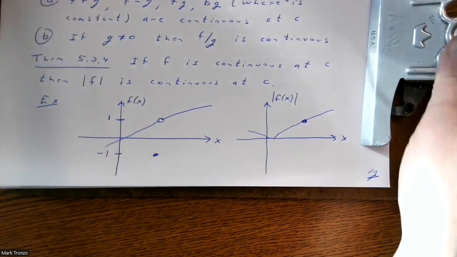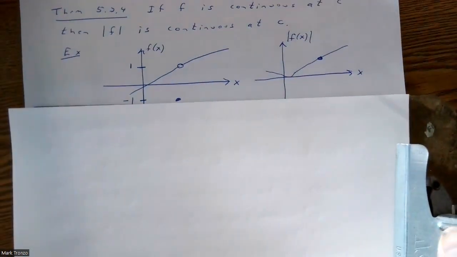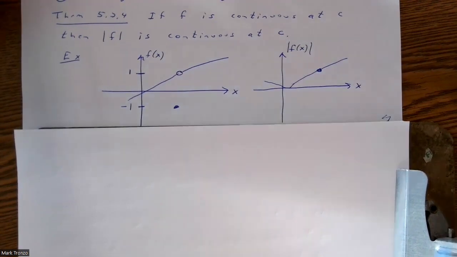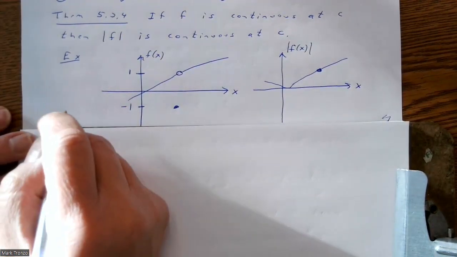And some certain functions, polynomials, remember, they're always nice. They're continuous. Polynomials are continuous everywhere.